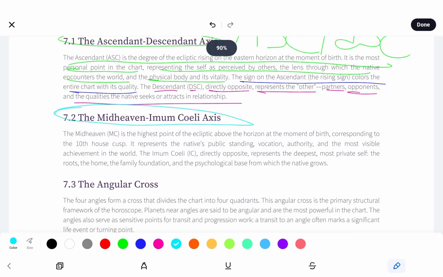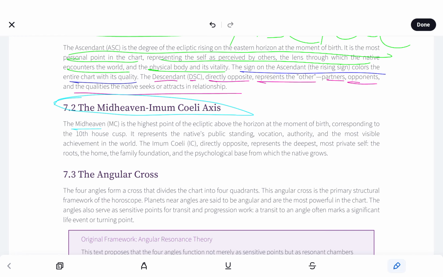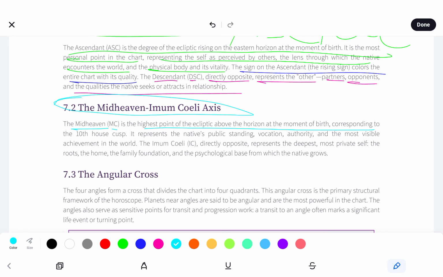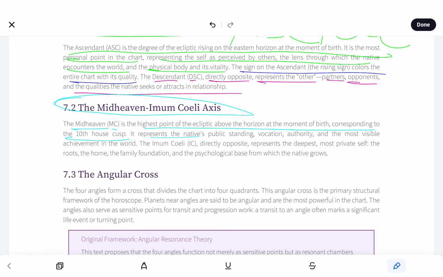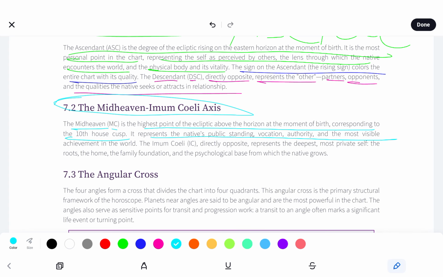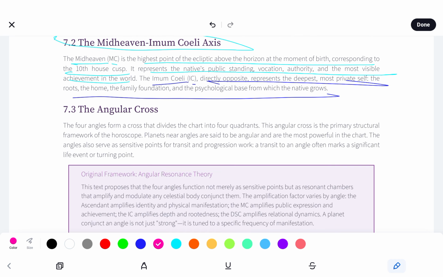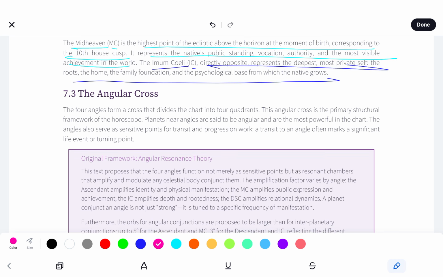So the MC-IC axis, or Midheaven, Imum Coeli. The Midheaven, MC, is the highest point of the ecliptic above the horizon at the moment of birth, corresponding to the 10th house cusp. It represents the native's public standing, vocation, authority, and the most visible achievement in the world, while the Imum Coeli, IC, directly opposite, represents the deepest, most private self: the roots, the home, ancestry, the family foundation, and psychological base from which a native grows. I'd even go as far as to say your karmic backlogs and your karmic wounds in regards to generational trauma are the IC, the 4th house cusp.